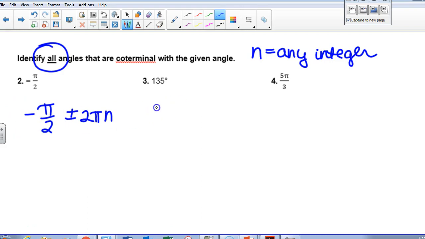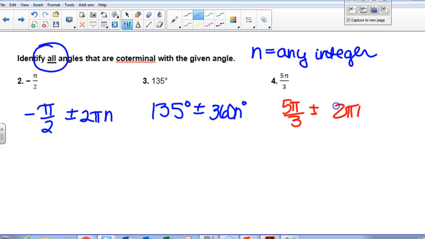What's number 3? 135 plus or minus 360n. Notice I didn't put a label on this one, but I did on this one. I made sure it said degrees, either one or both places. Remember, you don't need a label when it's radians. And the last one, 5 pi over 3, plus or minus 2 pi n. Now, we're going to have equations eventually that don't have 2 pi as the period, and then we're going to have to put like plus or minus pi over 2n and all kinds of weird stuff, okay?